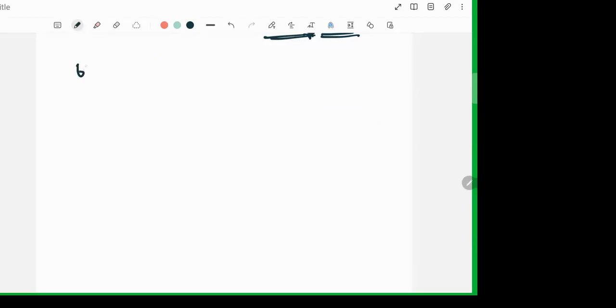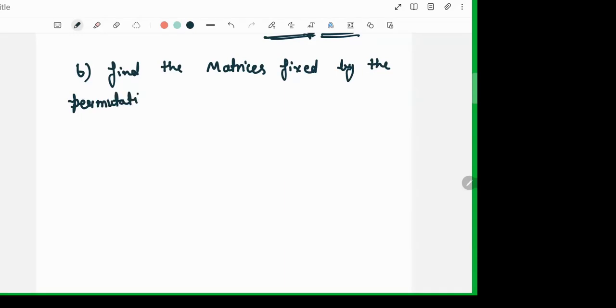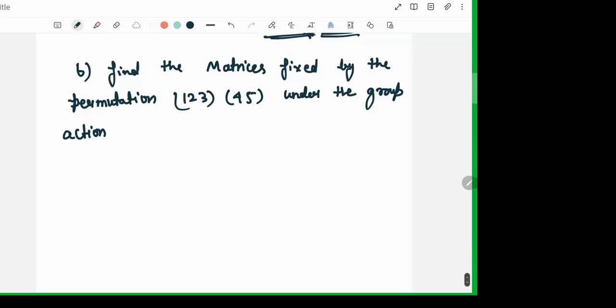Now the second problem is asking: find the matrices fixed by the permutation 1, 2, 3, 4, 5 under the group action. Further, compute the cardinality of the set.